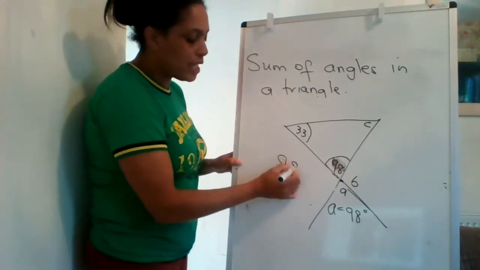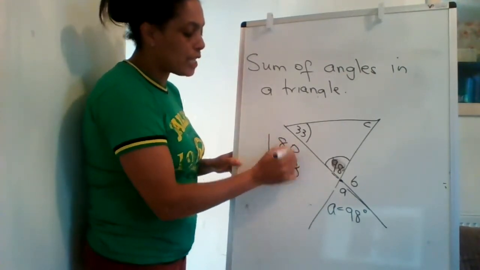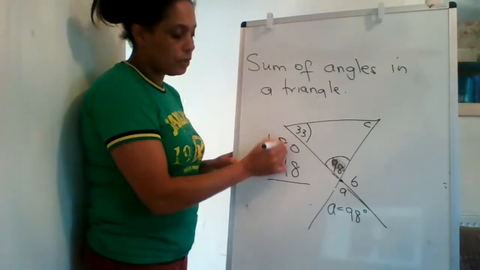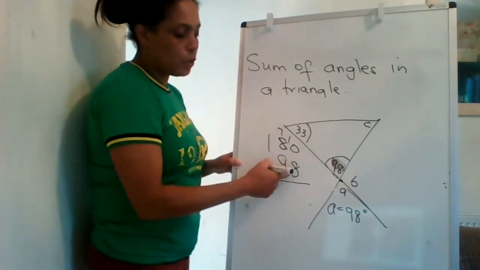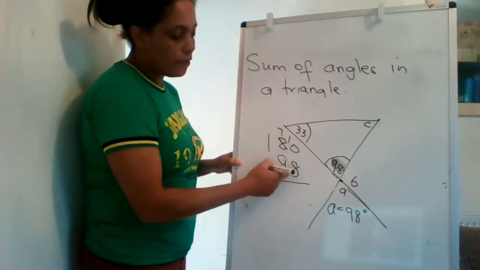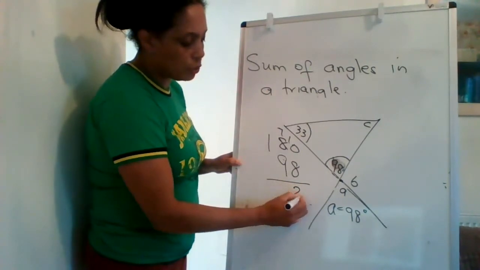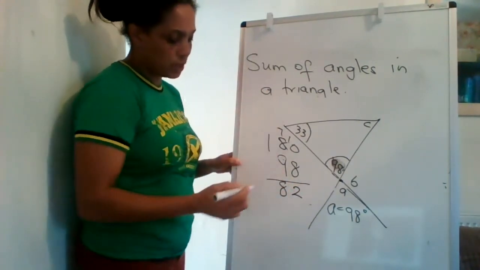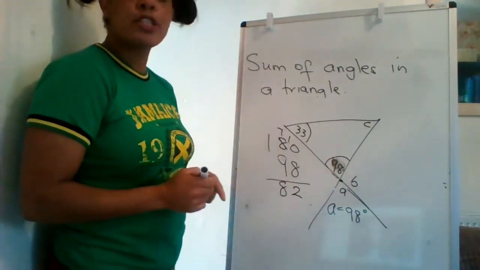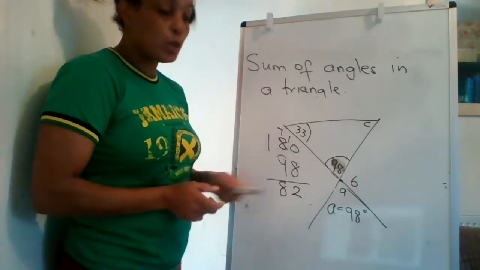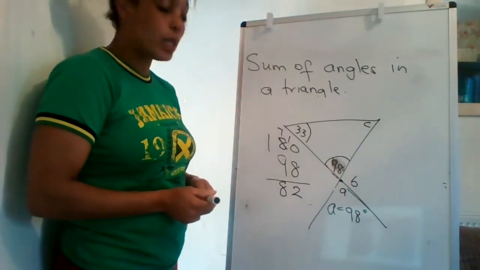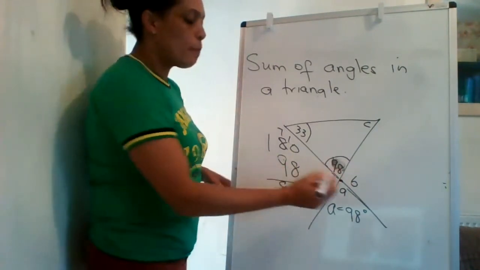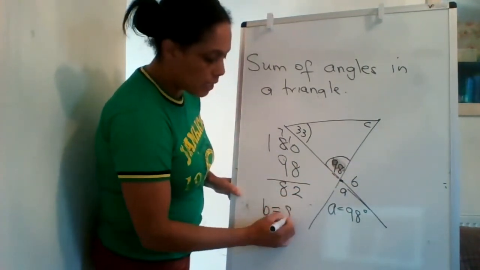So I have 98. I'm going to take 180, take away 98. So here, we're going to have 8 from 10 is going to leave us with 2. And then we have 9 from 17 is going to leave us with 8. So we have B is going to be equal to 82. So B is equal to 82.